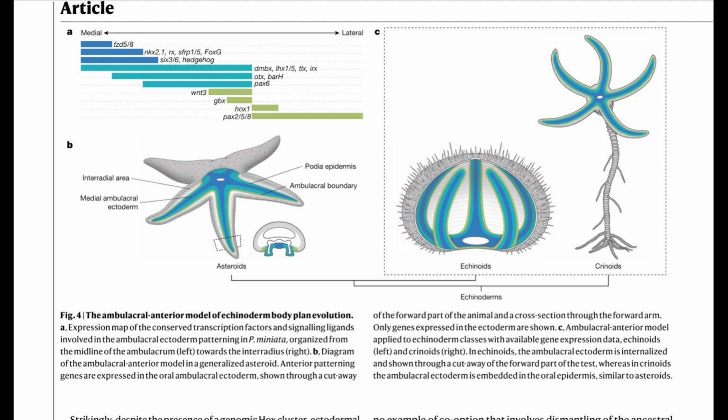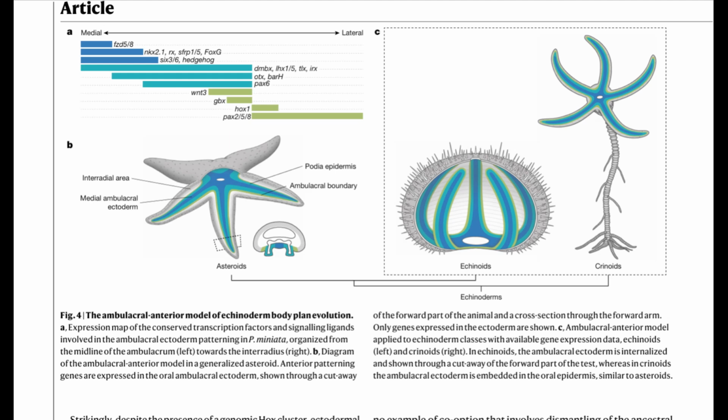Rather than the homeobox genes starting on the oral end and then going upwards, they actually start at the ambulacral grooves. The authors term this the ambulacral anterior model. As they write, quote, "In this model, the midline of each ambulacrum expresses the most anterior bilaterian molecular identity equivalent to the forebrain and proboscis in vertebrates and hemichordates, respectively.